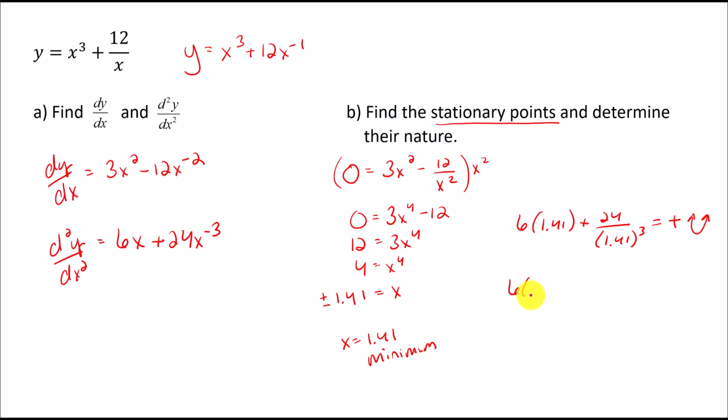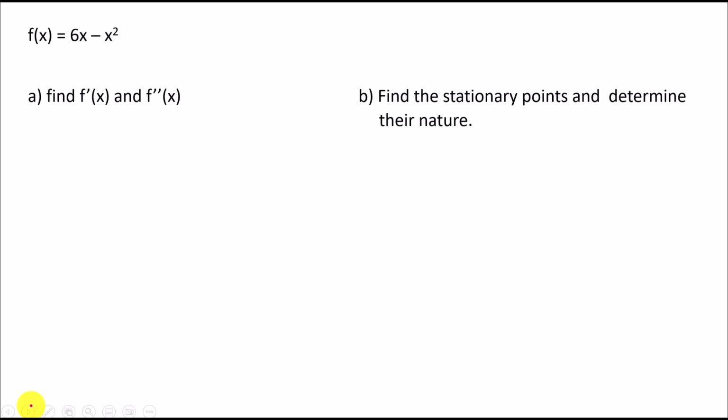Then I'm going to take the second derivative and plug in negative 1.41, my other stationary point. Since this is cubed, when I cube a negative, I still get negative. So positive over negative is going to be negative, and then I'll have a negative here. So I end up with a negative, which means I'm concave down, and I have a maximum at negative 1.41. But you can, of course, type all this into your calculator to verify. Okay, take another minute, pause the video, and try this problem.